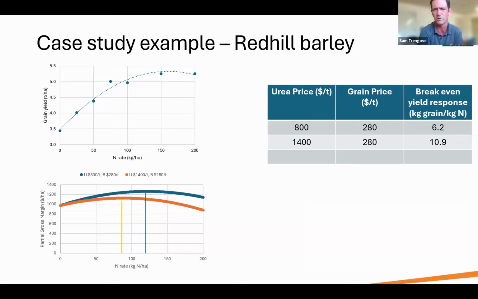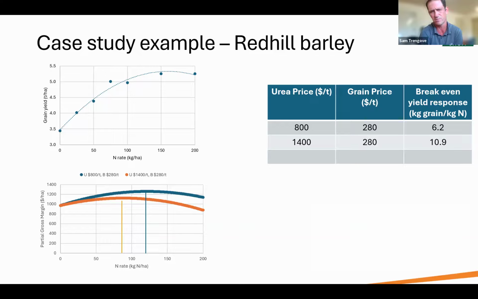When we increase that price to $1,400 a tonne, we need basically 11 kilos of grain per kilo of N to break even. And so now in that graph on the bottom left there, we're looking at the partial gross margin in this same scenario with the same barley price, but increasing that urea price to $1,400. And what the effect is, it's changed optimum N rate from 122 kilos of N back to 88 kilos of N, and it's dropped our profit margin.